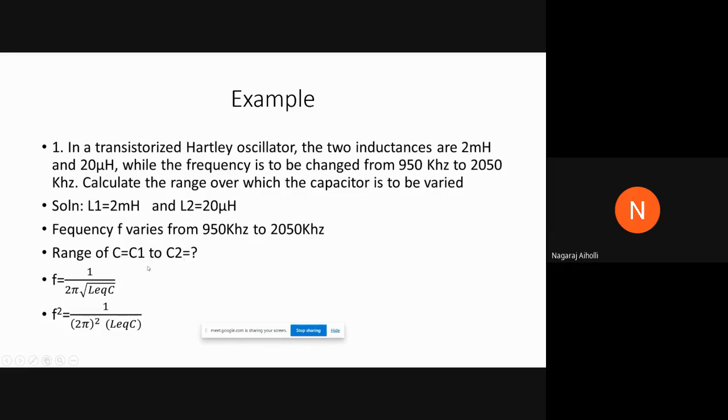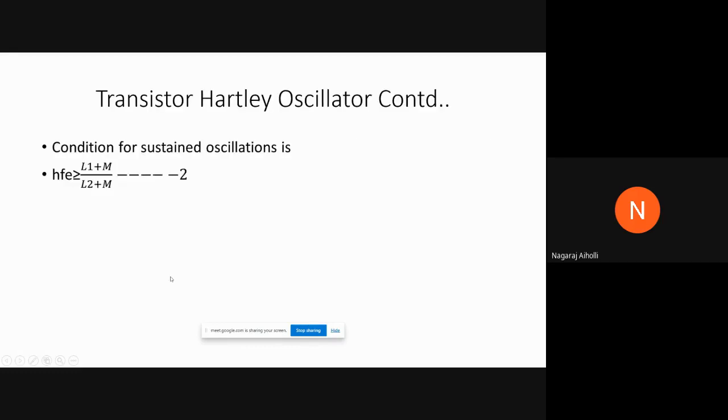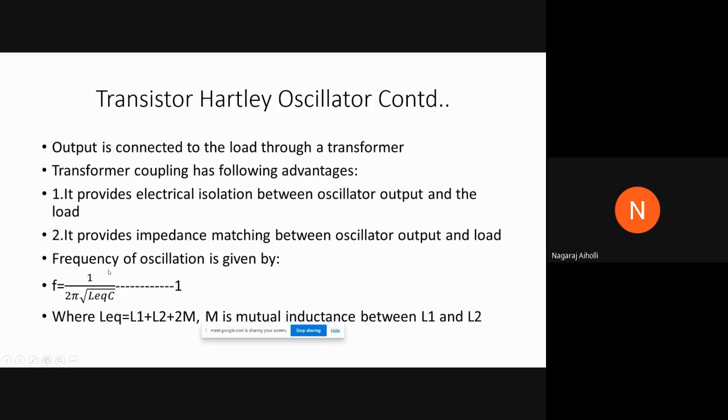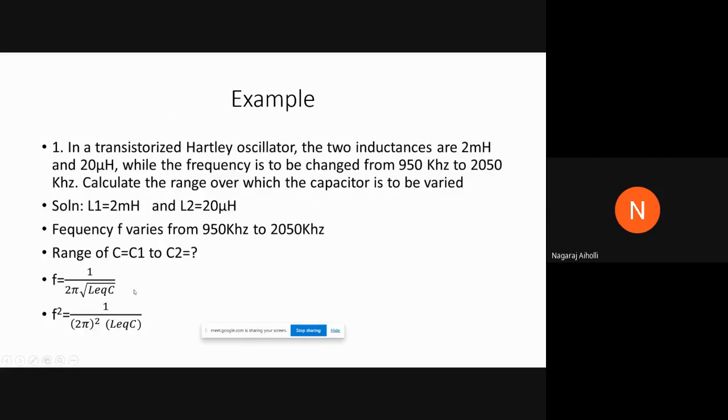We know the frequency equation for the transistor Hartley oscillator. Just now we discussed, for the transistor Hartley oscillator, the frequency equation is f is equal to 1 upon 2 pi square root of L equivalent into C, where L equivalent is L1 plus L2 plus 2M. Now if we square both sides of the equation, we get f square is equal to 1 upon 2 pi the whole square into L equivalent into C.